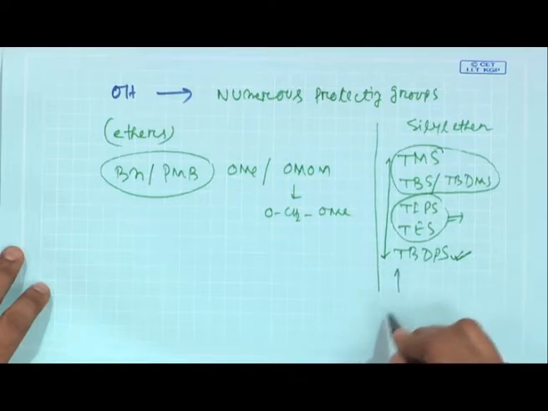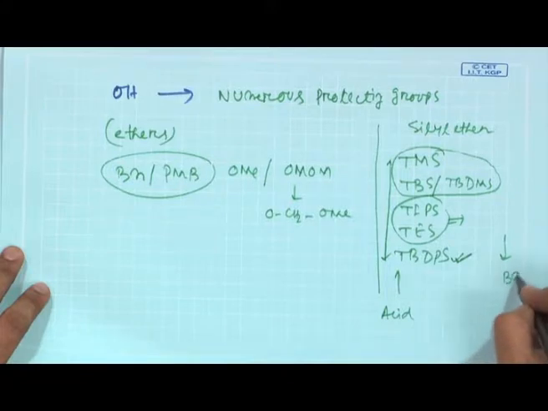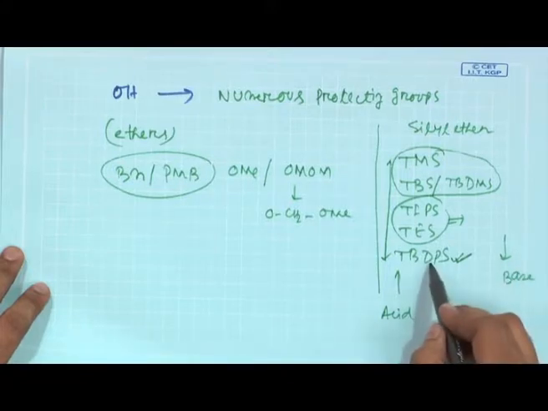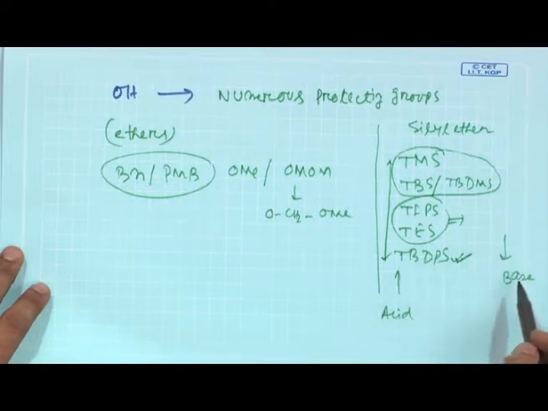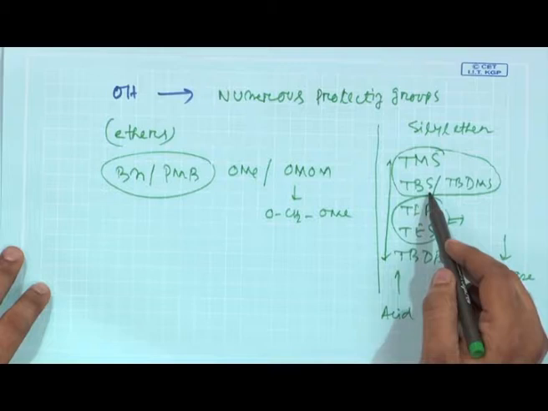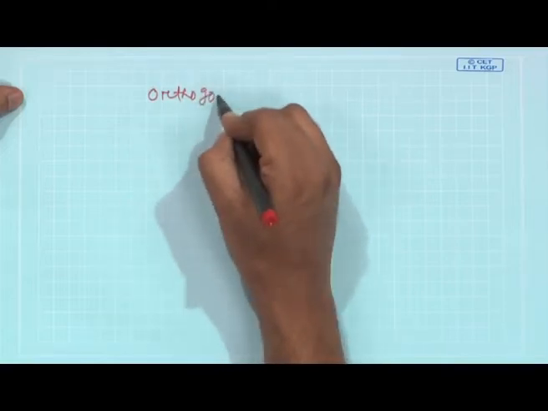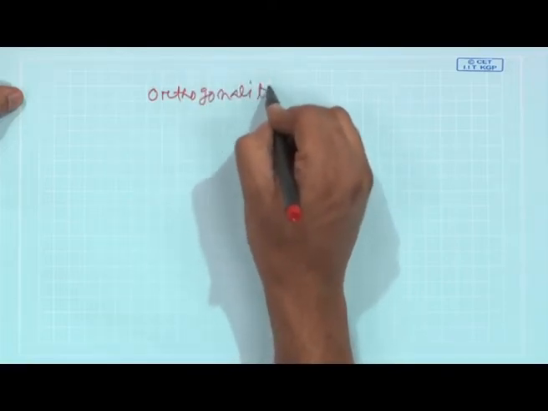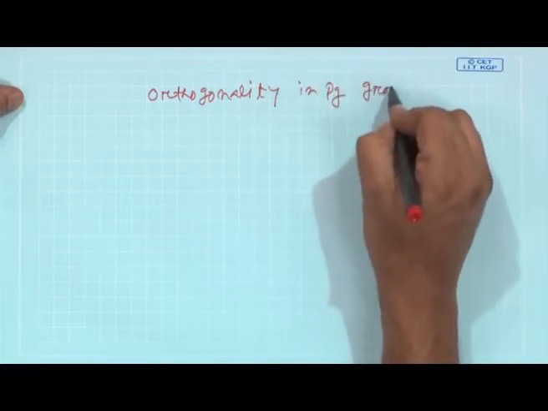So, acid reactivity goes this way and base reactivity goes this way. If you treat with base, normally TBDPS is deprotected very fast, but in contradiction TMS and TBS are normally stable under basic conditions. In that way we often use a term called orthogonality in protection group chemistry.